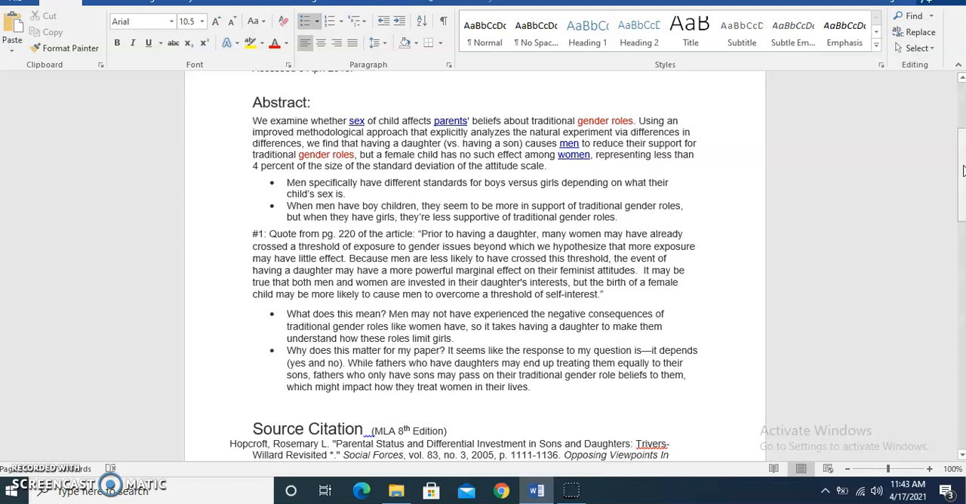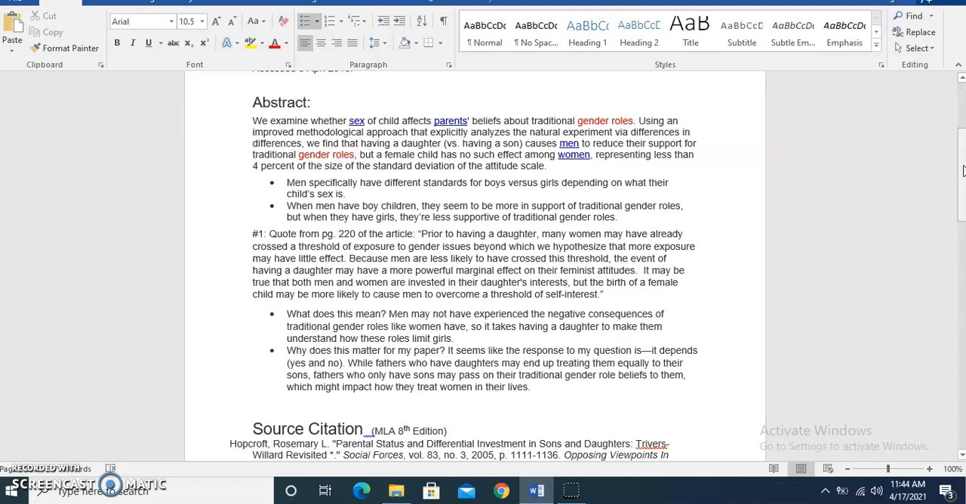Even some of the language here in the abstract is a little tough, and if we read the full article, we'd probably have an even better understanding of what's being said. But in general, what it's saying is when people, specifically men, believe in traditional gender roles, this idea that men should do certain stuff and women should do certain stuff, and that's just how it is, depending on what sex of child they have, it may change their views on these gender roles.